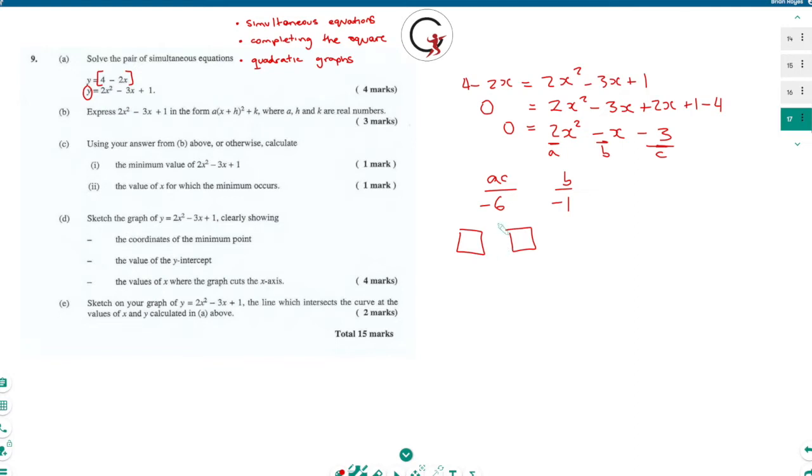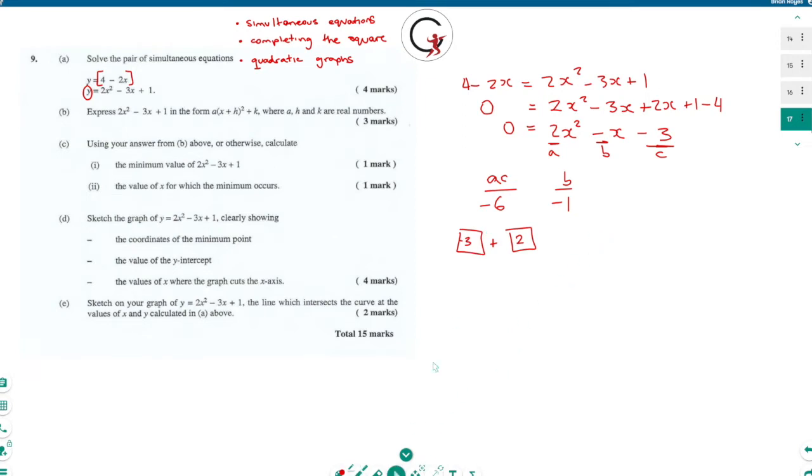Well, what I'm thinking is maybe a 3 times a 2 could give me a 6, but they have to add together to give negative 1 as well. So that means that one of these has to be negative. It also makes sense because when you multiply two numbers to get a negative number, one also has to be negative. So we're going to make this negative 3 plus 2. That should give me negative 1. And negative 3 times 2 also gives me negative 6. So these are my two numbers.